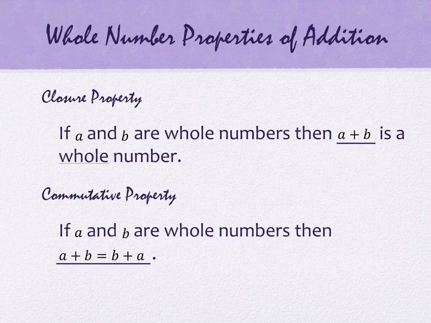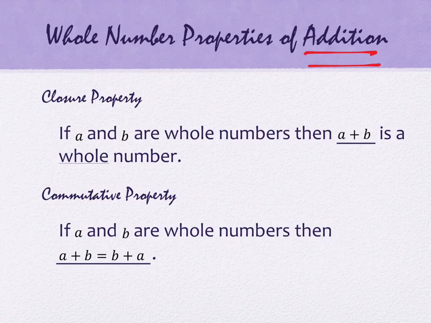The closure property says that if you have two of a specific type of number, in this case we're talking about whole numbers, and you add them together, and specifically we're doing addition because we're in the addition section. We'll do the same sort of thing with subtraction and multiplication and division. We'll do a set of properties. So if we're adding the numbers together, we get another whole number.